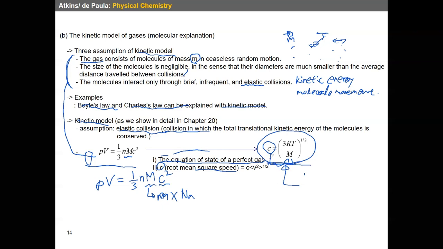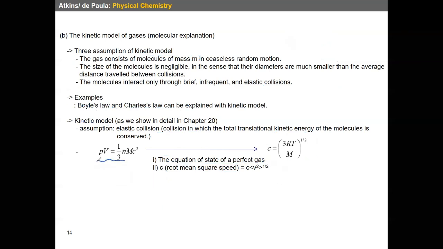So first, this started from Newton's physical laws, and you can simply do some kind of derivation process. Then we have this equation, and by combining it with the equation of state of perfect gases and the definition of the speed of the molecules, finally we have this equation. So this is one of the basic equations for the kinetic model of gases.